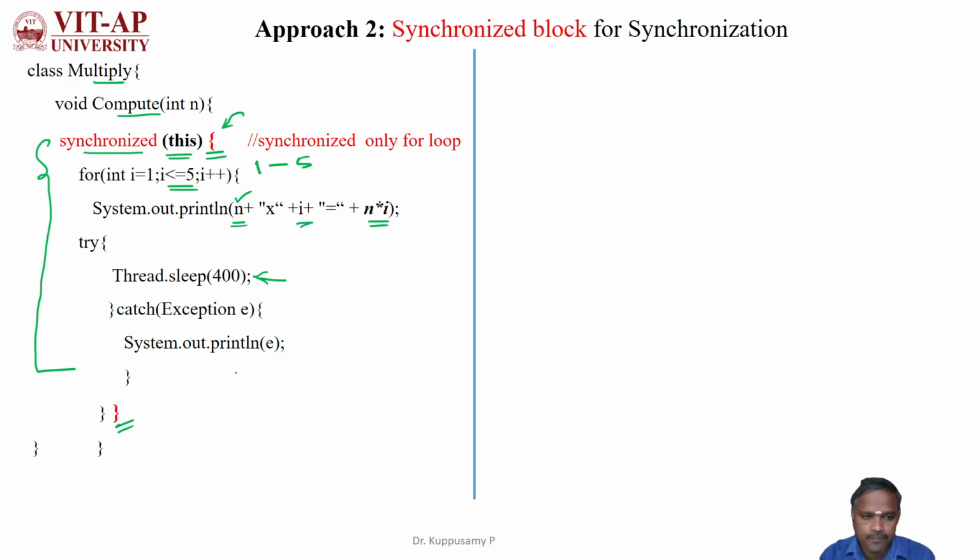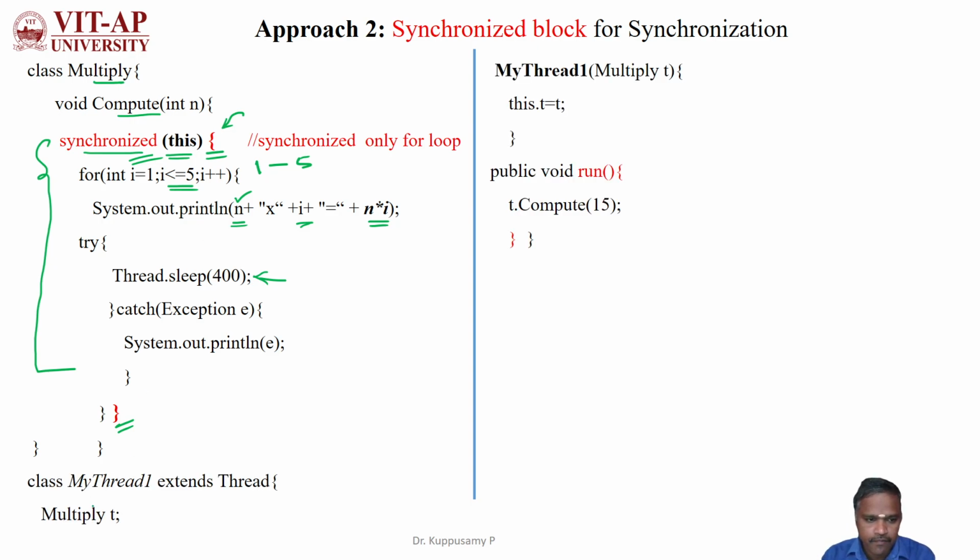During that time, another thread may access this object, but it cannot release the object, because this method is synchronized. For that, I am going to create the thread by using my thread one class, using the facilities of the Thread class features. Then I'm creating the object t. The constructor is used, and it just assigns the value. Inside that, any thread, it is calling the my thread one.